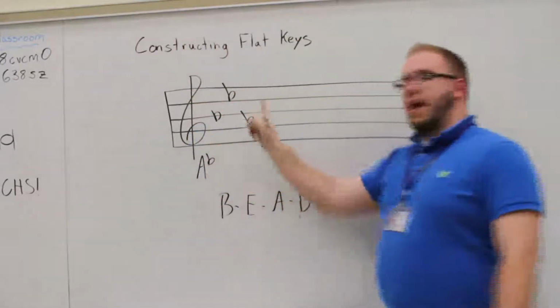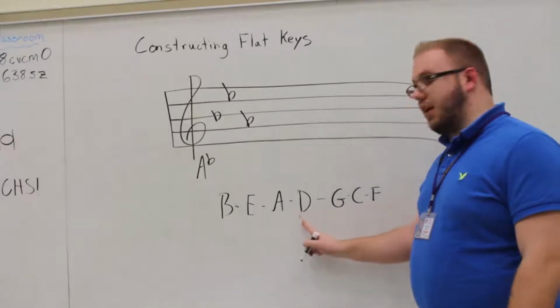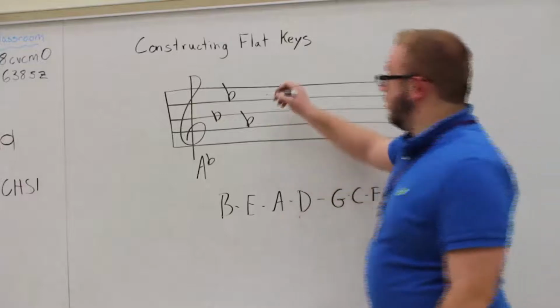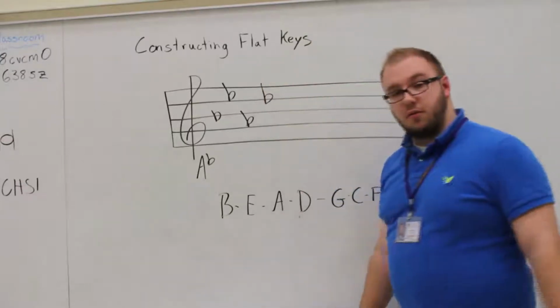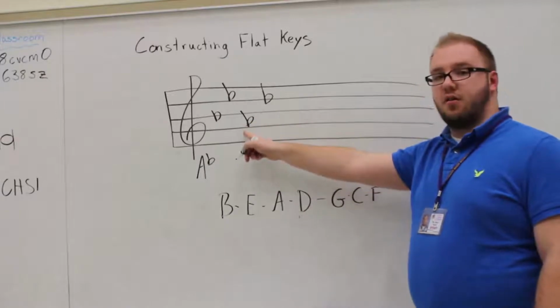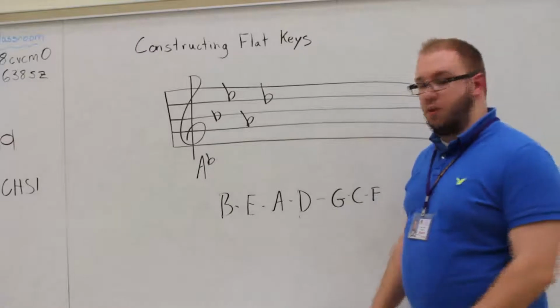So we get B, E, and A, but that's still not A flat. We have to add the one next to it: B, E, A, D. So I just wrote the key of A flat, because the second to last flat is Do, and that's A flat. Let's construct one more.